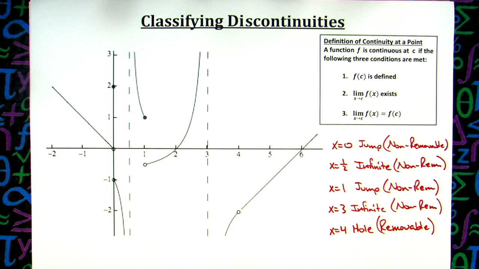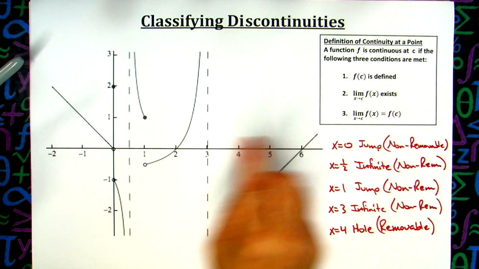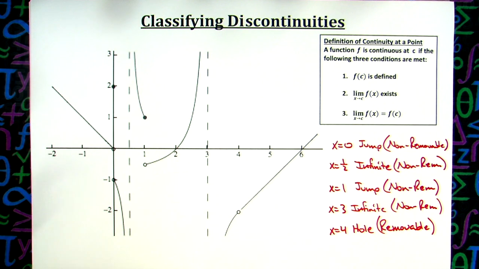So just a quick couple of examples there with some definitions. You really have to understand the definition of continuity at a point to be able to then classify your discontinuities. There is a connection there.